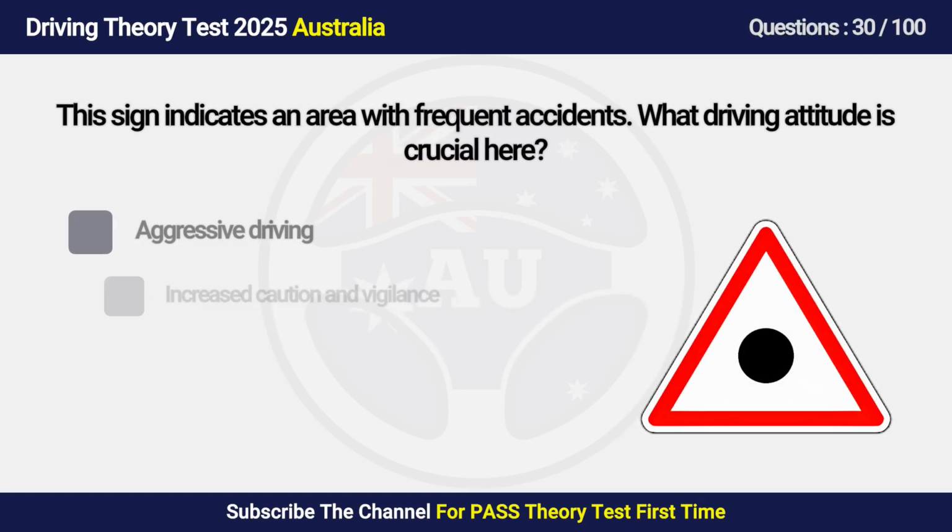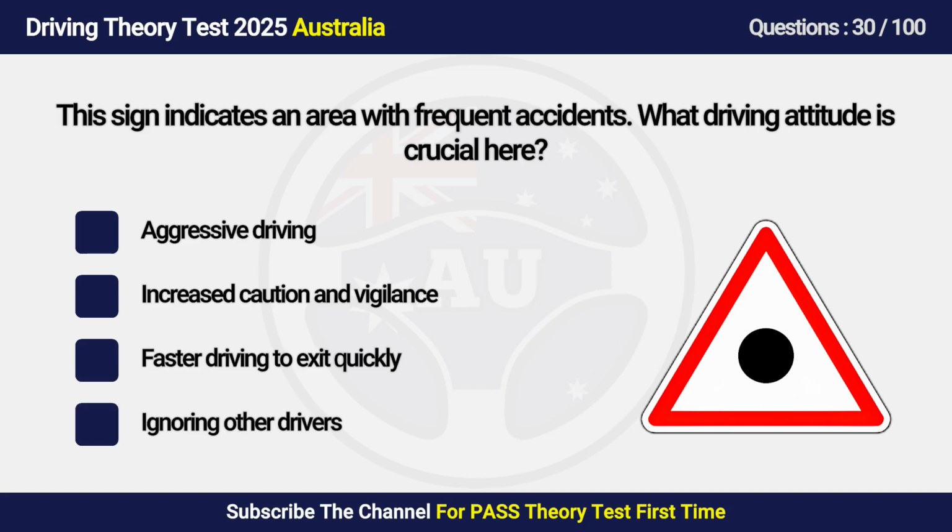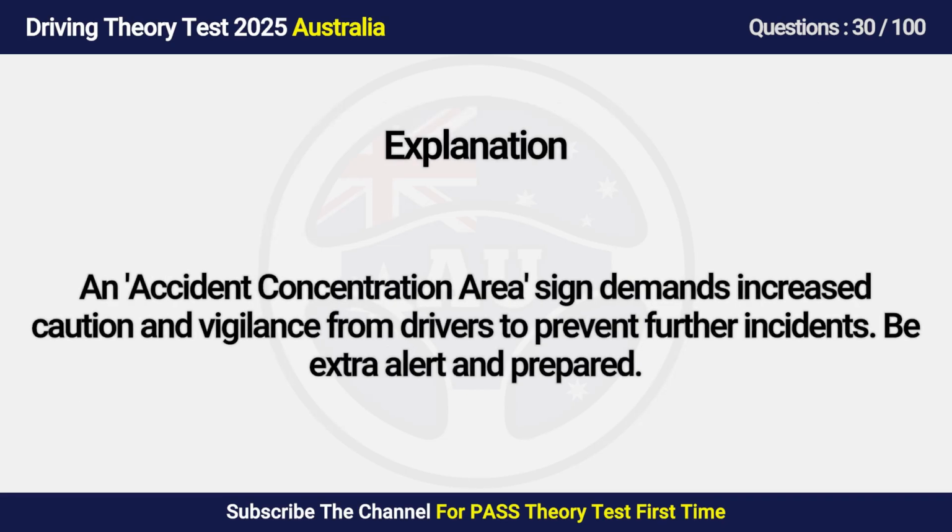Question 30. This sign indicates an area with frequent accidents. What driving attitude is crucial here? A. Aggressive driving. B. Increased caution and vigilance. C. Faster driving to exit quickly. D. Ignoring other drivers. Answer is B. Increased caution and vigilance. An accident concentration area sign demands increased caution and vigilance from drivers to prevent further incidents. Be extra alert and prepared.